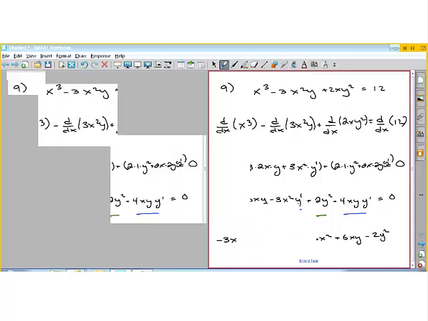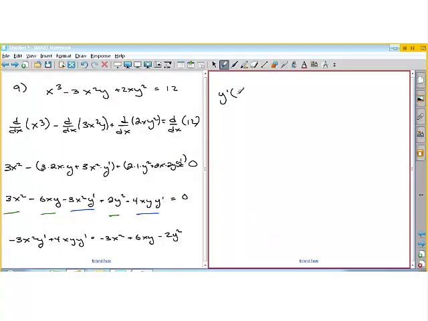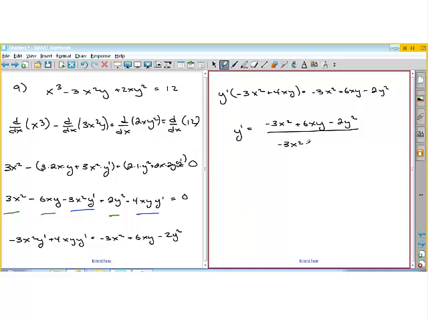Okay, then you factor out the terms. Factor out y prime. So what you have left is negative 3x squared plus 4xy, and the right-hand side stays the same. And then you divide both sides by that. So you get negative 3x squared plus 6xy minus 2y squared, all divided by negative 3x squared plus 4xy.